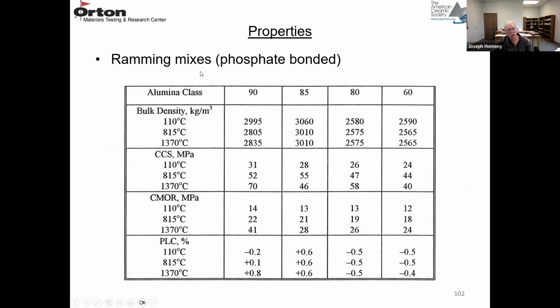And I just put in a ramming mix with a phosphate bond. And if you look at the cold MOR and the cold crushing, this is the cold crushing. It holds its strength, and same thing with the cold MOR. So you're not dehydrating a cement like in a castable. So you're maintaining the strength throughout the temperature range. And again, you want minimum change in dimensions.